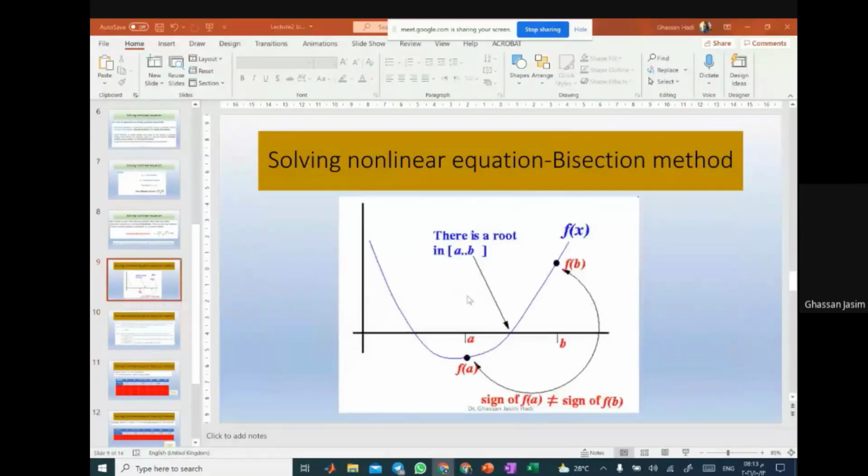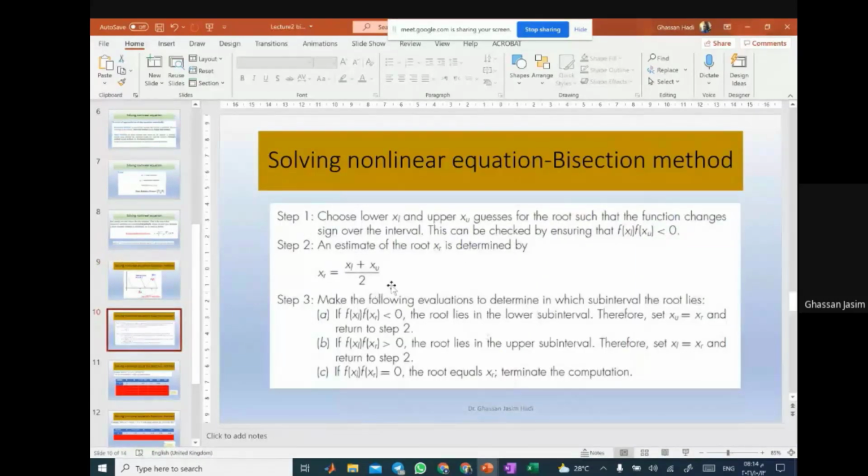Okay, let's talk about the last lecture. We talked about the bisection method to solve nonlinear equations, and we explained the theory and followed these steps to solve our problems.